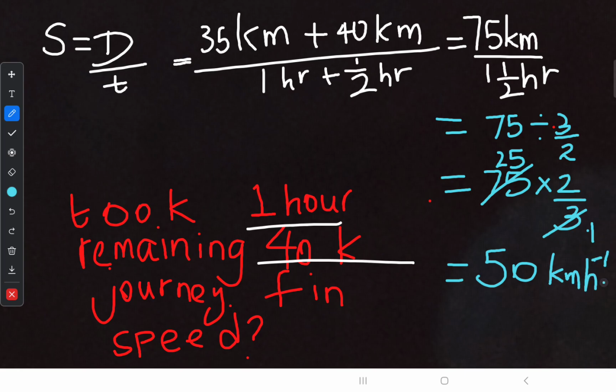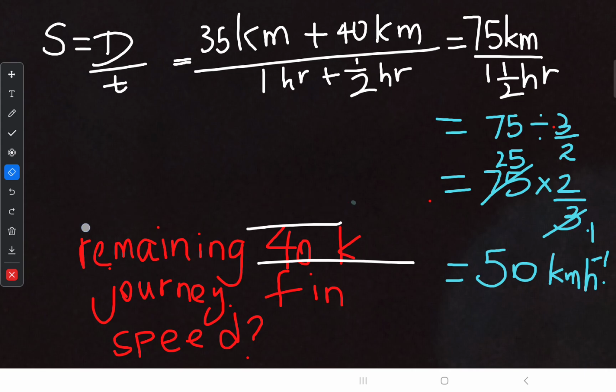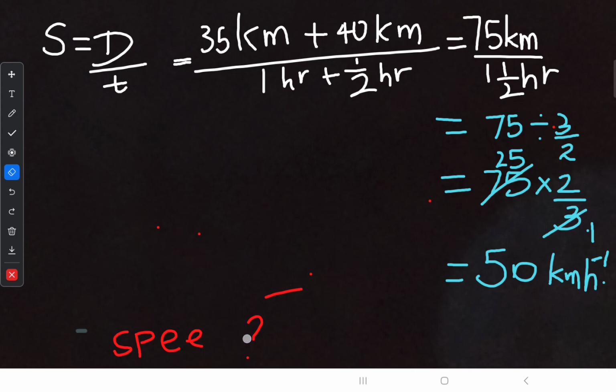Sorry for the confusion. I'll repeat once more. To find the average speed, you have to sum the distance traveled, 35 plus 40, totally 75 kilometers. The time it took, 1 hour plus half an hour, is 1.5 hours. Then you can divide to get the average speed, that is 50 kilometer per hour. For this question, the average speed is 50 kilometer per hour. That is the answer.